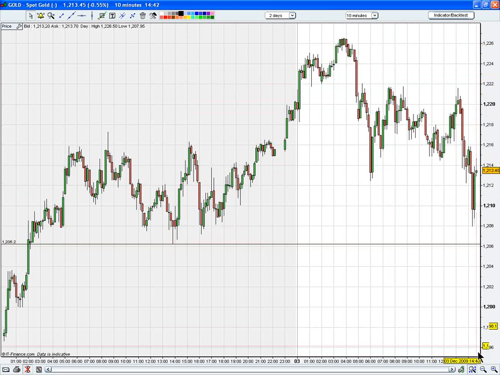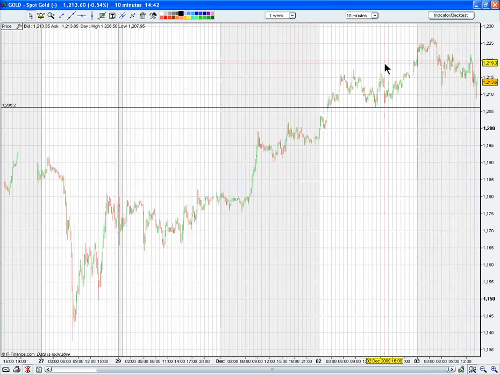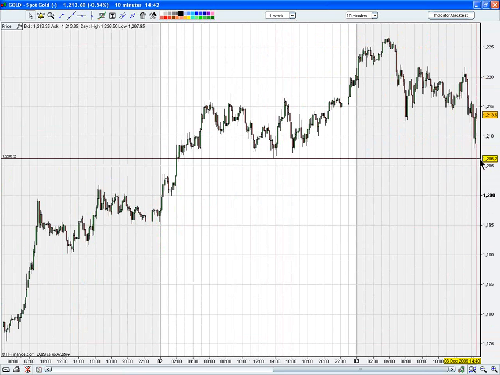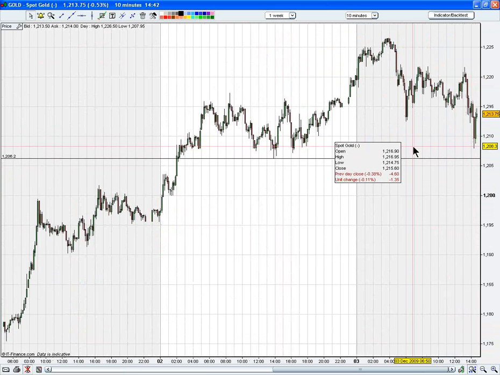But let's say we thought, well, if gold breaks below that low, we reckon it's going to sell off a fair bit more, for example. Not that I do think that, but let's say that's our view. We think if we break below 1206, this market is going to drop. So we've got a couple of choices, but we don't want to put the trade on now, but we've got a couple of choices.